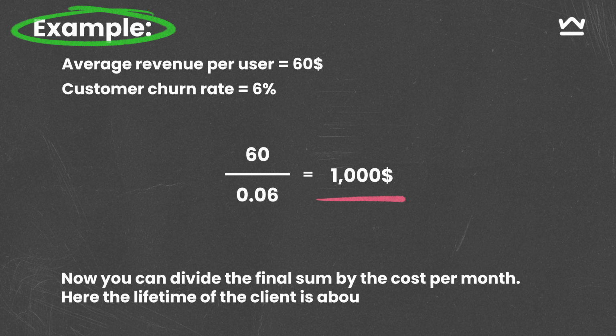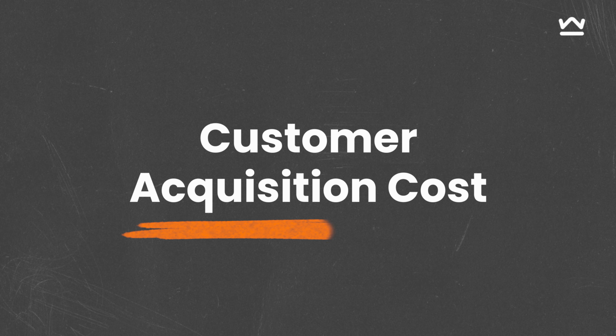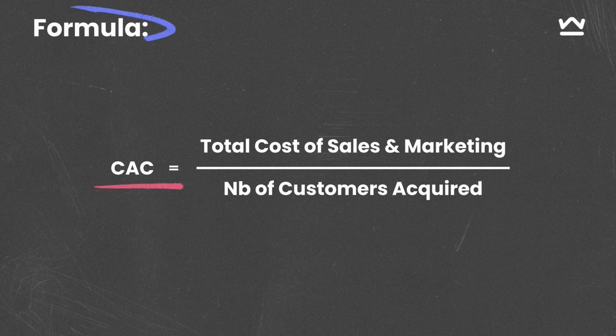If you divide this LTV by the average revenue per user, you now have the total amount of months that a client is spending using your solution. And in that case, 17 months. The fourth step is the CAC, or customer acquisition cost. It's basically equal to the total cost of sales and marketing divided by the number of customers acquired.